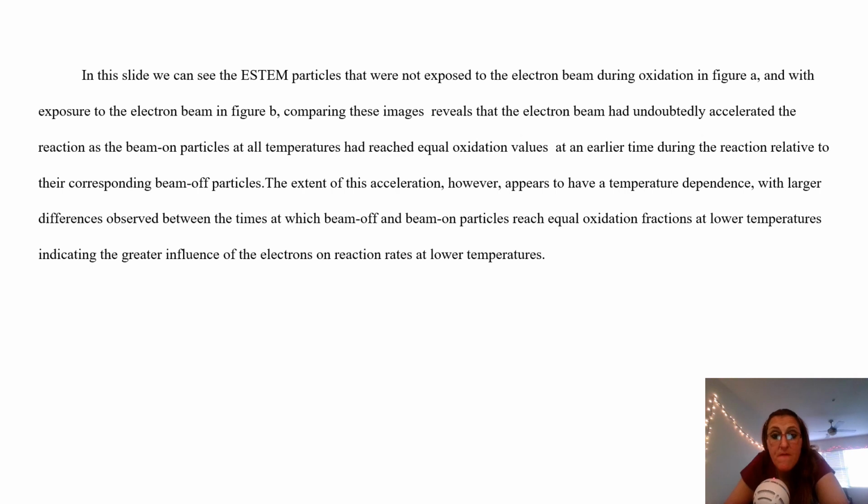Comparing these images reveals that the electron beam had undoubtedly accelerated the reaction, as the beam-on particles at all temperatures had reached equal oxidation values at an earlier time during the reaction relative to their corresponding beam-off particles. The extent of this acceleration, however, appears to have a temperature dependence, with larger differences observed between the times at which beam-off and beam-on particles reach equal oxidation fractions at lower temperatures, indicating the greater influence of the electrons on reaction rates at lower temperatures.